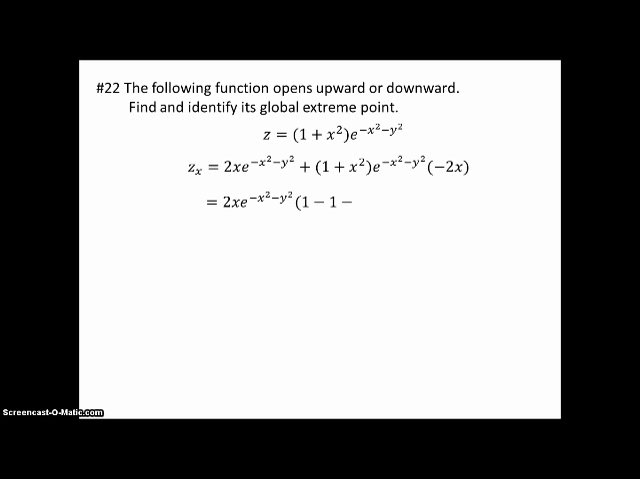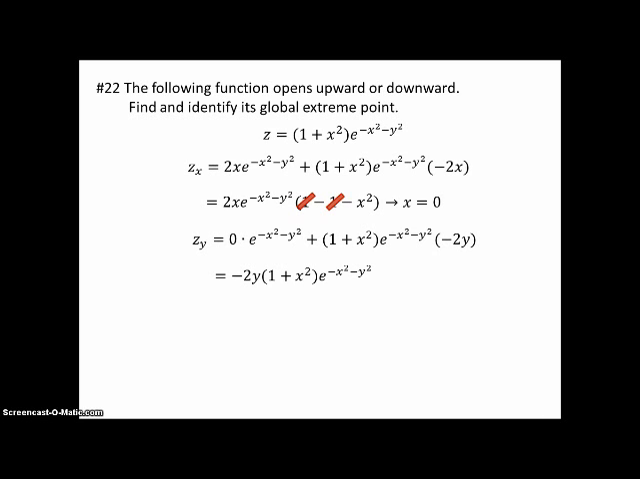We can factor that, and the 1's cancel, and so pretty obviously the only solution is x equals 0. And here's the derivative with respect to y, and notice that this time the derivative of 1 plus x squared is 0. And the derivative of the exponent in that second term is negative 2y. So simplifying that a little bit, or just cleaning it up a bit, we get a solution of y equals 0. And the problem told us there would only be one extreme point. Now we plug that back in to get the z value, and we get 1 for the z value.